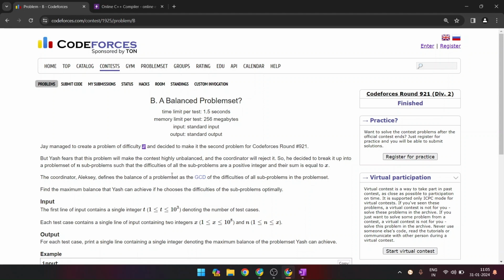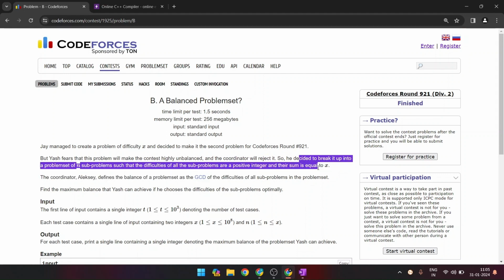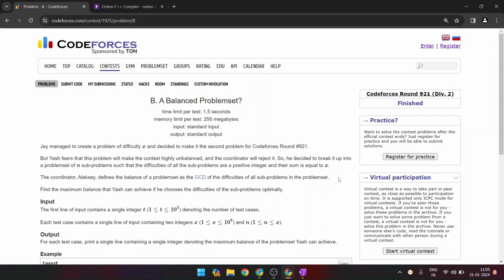So we have X, which is an integer, and it is telling that Yash fears that this problem will make the contest highly unbalanced and the coordinator will reject it. So he decided to break it up into a problem set of n sub problems such that the difficulties of all the sub problems are positive integers and their sum is equal to x. Okay, so x should be broken up into n parts, or you can say n sub problems, such that all those parts or problems should be a positive integer.